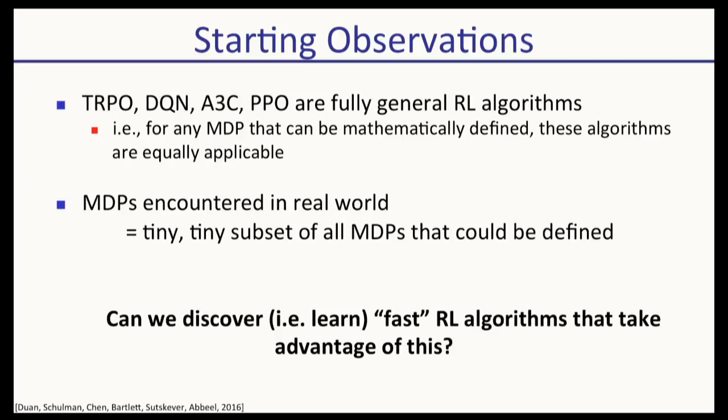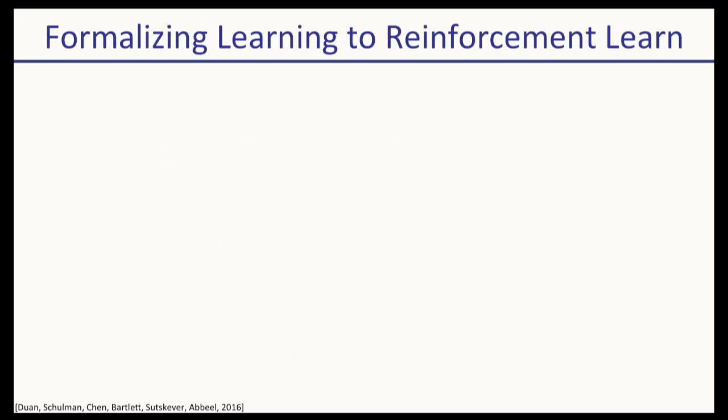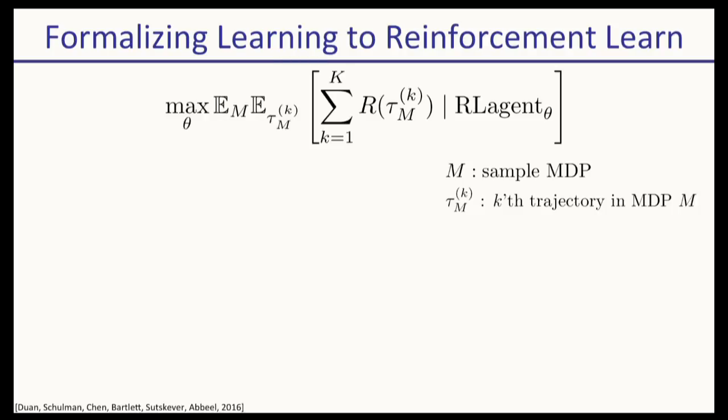So then the question is, can we design, or it's going to be learn in this case, but design might be fine if you can do it, fast RL algorithms that take advantage of this, that you don't need to solve every mathematically definable problem. So what that would mean then is that effectively what you have is a distribution over MDPs. And we'll sample from that distribution. So M is a sample MDP from a distribution over MDPs.